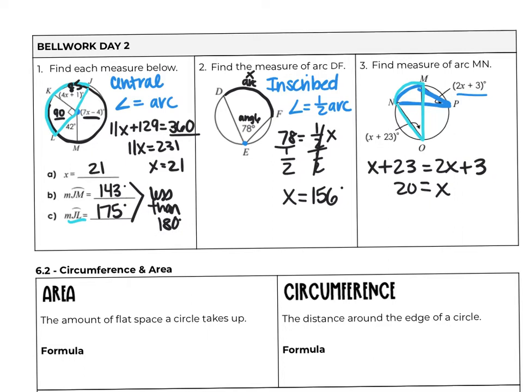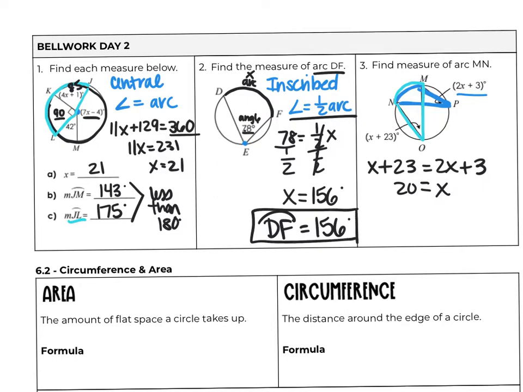Okay, number 2, 78 was the angle. I made x the arc since we didn't have that, and it's what we were looking for. Then I plugged into the formula. I got x equals 156. So here, since I made x the arc, I don't have to plug in, it's just that is my answer.